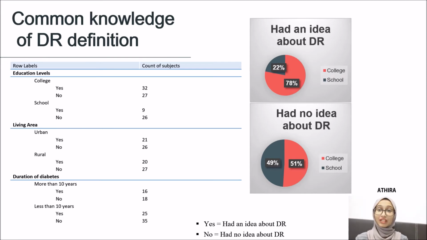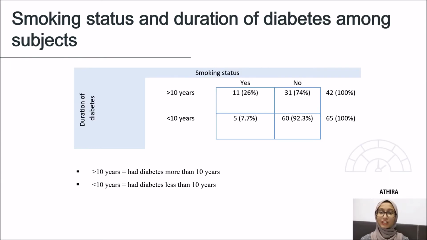Based on the data, diabetes type and living area of the subjects are not contributing to the knowledge of diabetic retinopathy. The data shows the smoking status and duration of diabetes of the subjects. Subjects who are smokers are higher in the diabetes more than 10 years group, 26%, while 7.7% in the diabetes less than 10 years group. This is due to the age of the subjects.